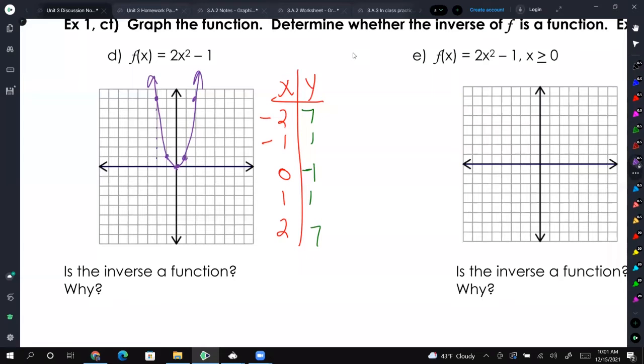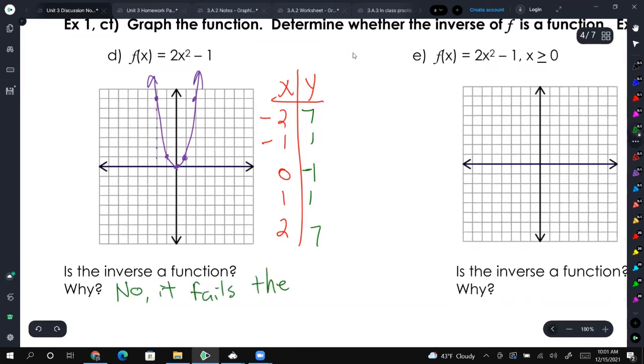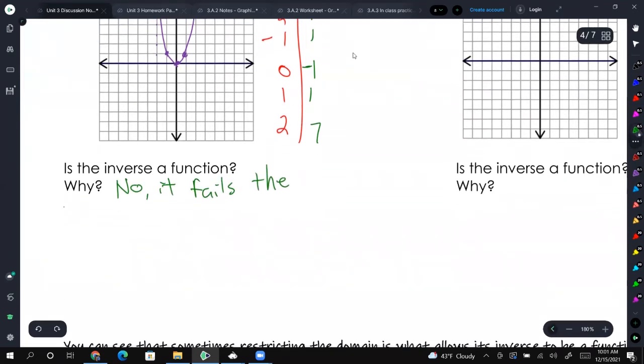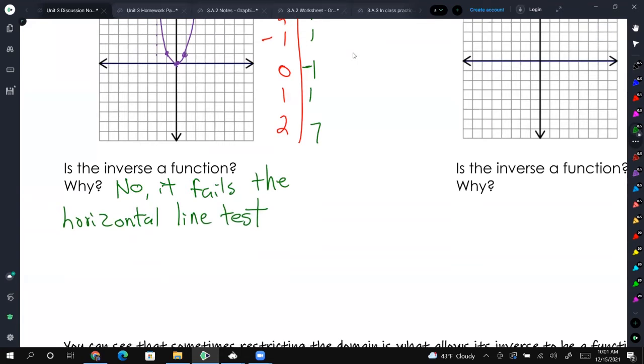So right now, we know we can look at this and say the inverse will not be a function because this will fail the horizontal line test. So no, it fails the horizontal line test. But what if we got rid of some of the graph?